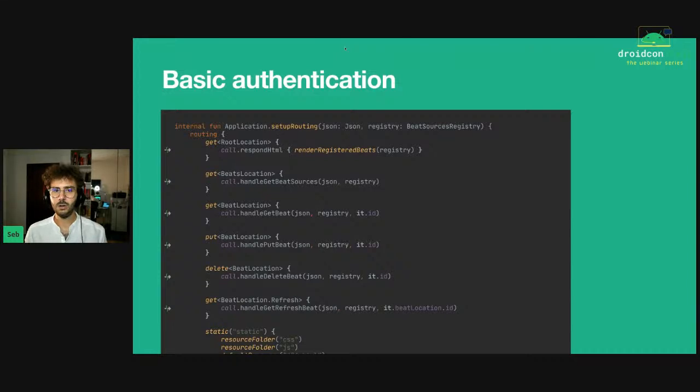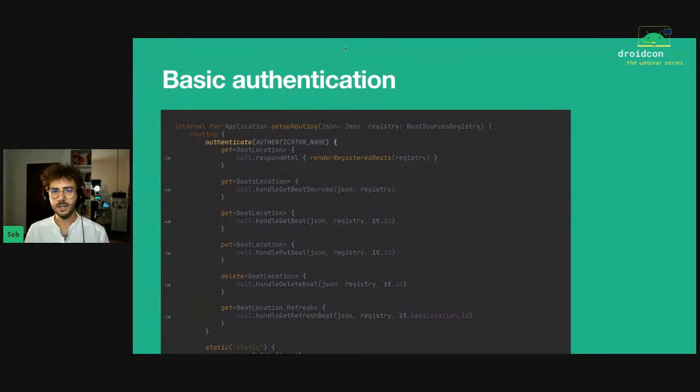Cool. Last thing on our menu today is authentication. This is how you implement authentication in Ktor. We have defined an authenticator earlier, and this is how you say these handlers, these routes, require users to be authenticated with this specific authenticator. That's it. That's all you need to do.